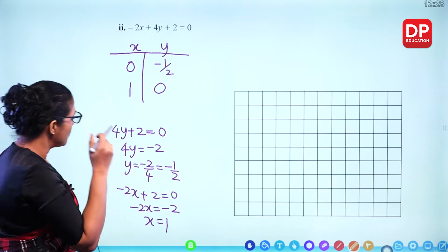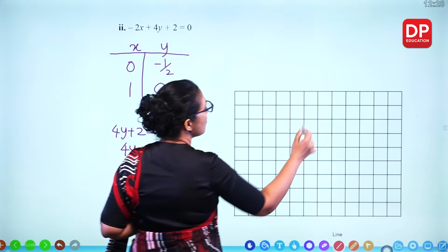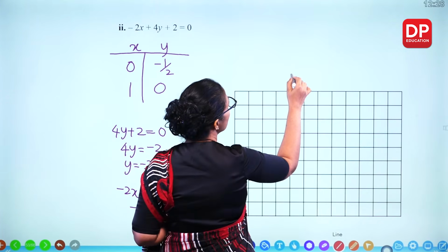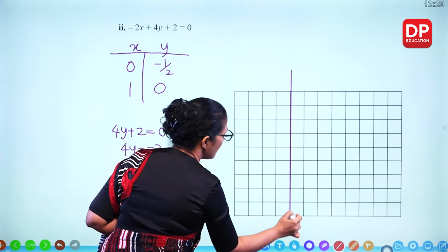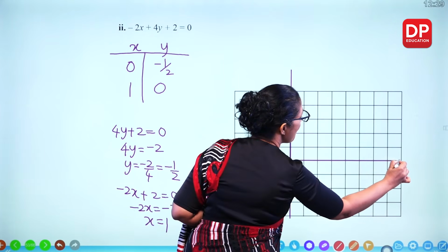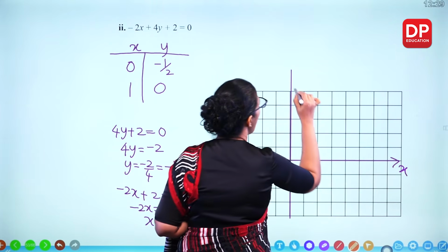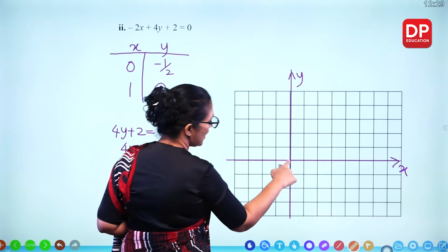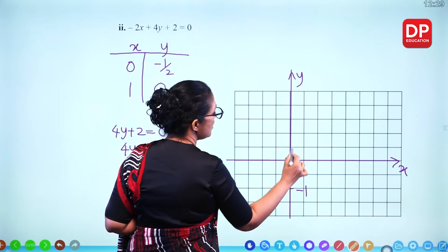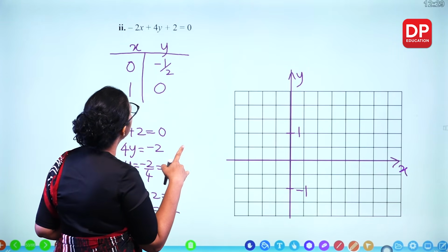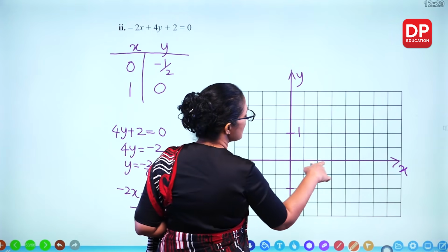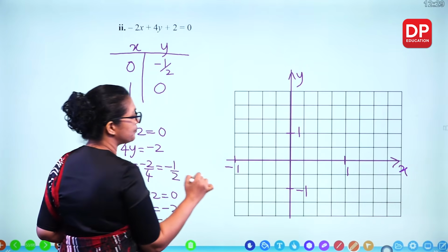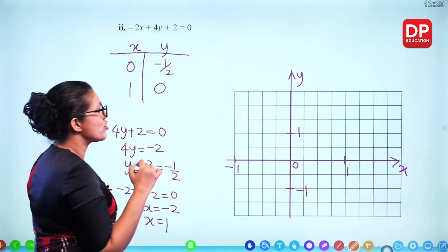Now we'll draw the graph. So here minus half and plus 1. We can draw the two axes like this. X, y. So minus half. So we'll take 2 squares 1 unit. This is 1, 1. X values up to 1. So I'll take 4 squares 1. This is minus 1. Middle is the origin 0.